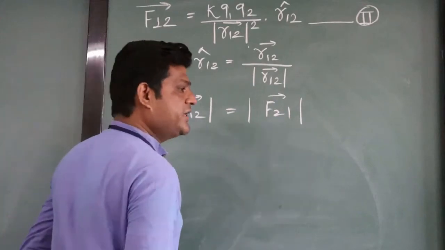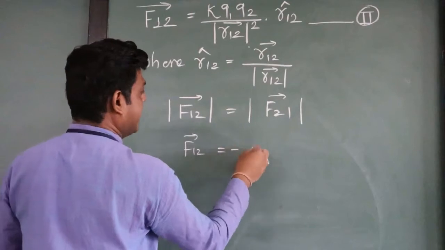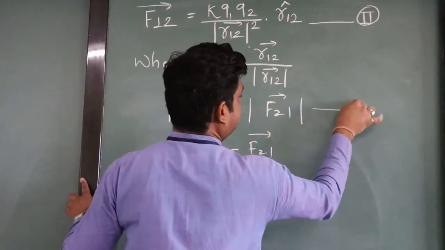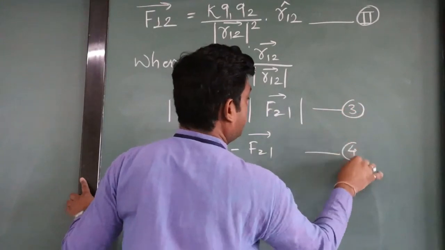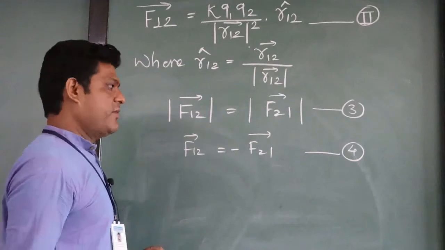Only the direction is different. So that's why we write the F12 vector equal to minus the F21 vector. This is equation number 3 and this is equation number 4. So this is Coulomb's law in vector form.